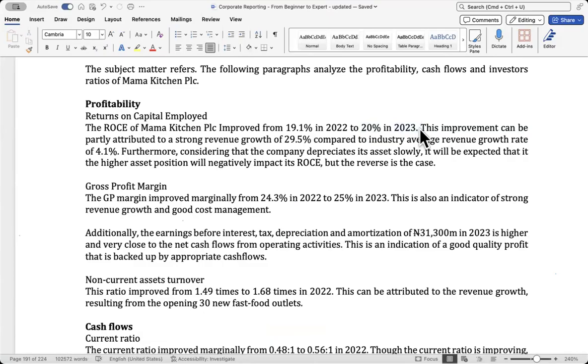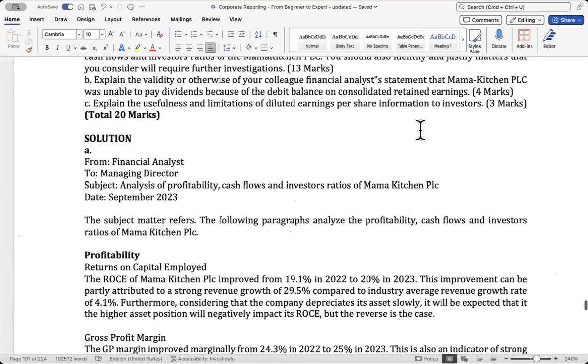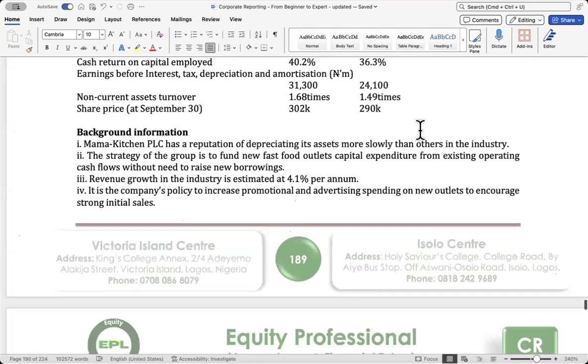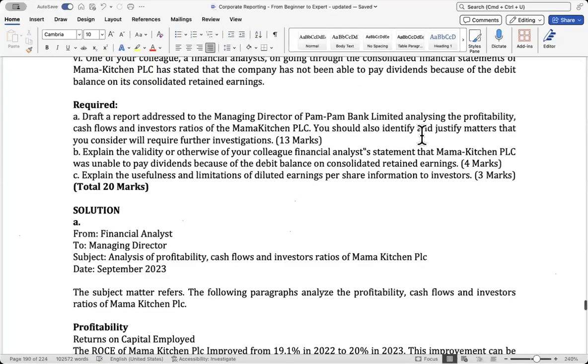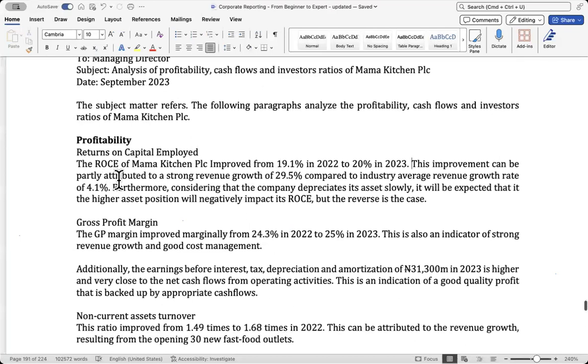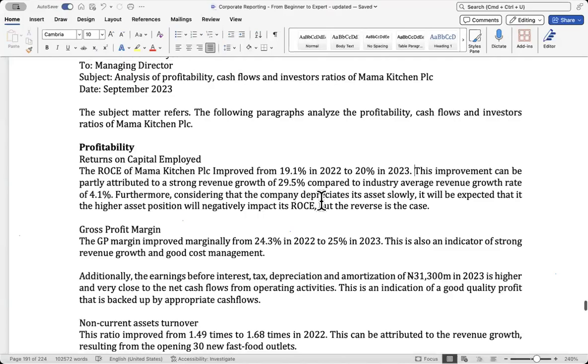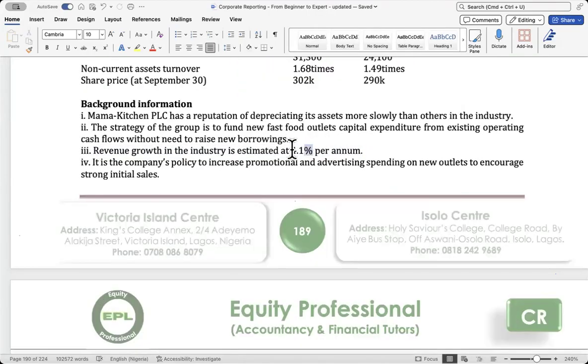But now I explained further because of all this background information they gave me. I would refer you to it now. They said these improvements can be partly attributed to a strong revenue growth of 29.5%. This is where I compare to the industry average revenue growth rate of 4.1%. You see, why I'm speaking to that is because the examiner gave me that the revenue growth of the industry is 4.1%. So I need to speak to this, but they're giving me a context.